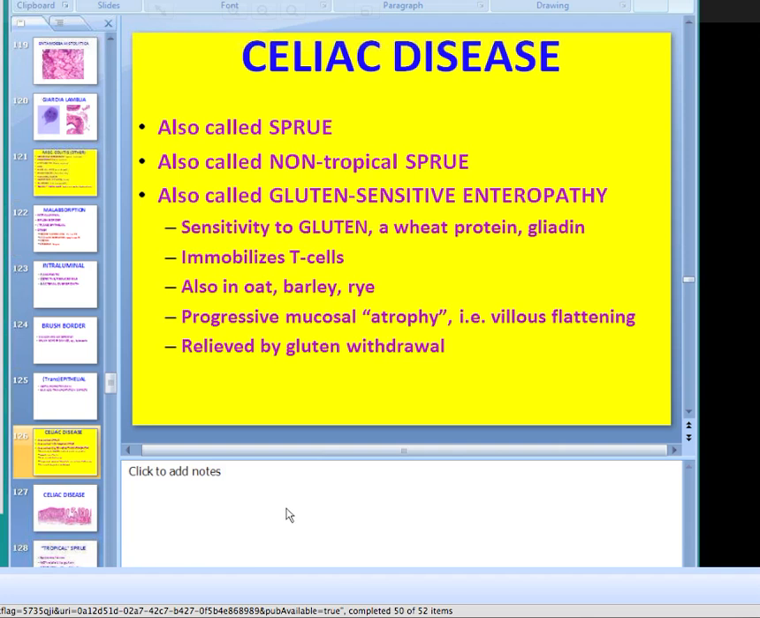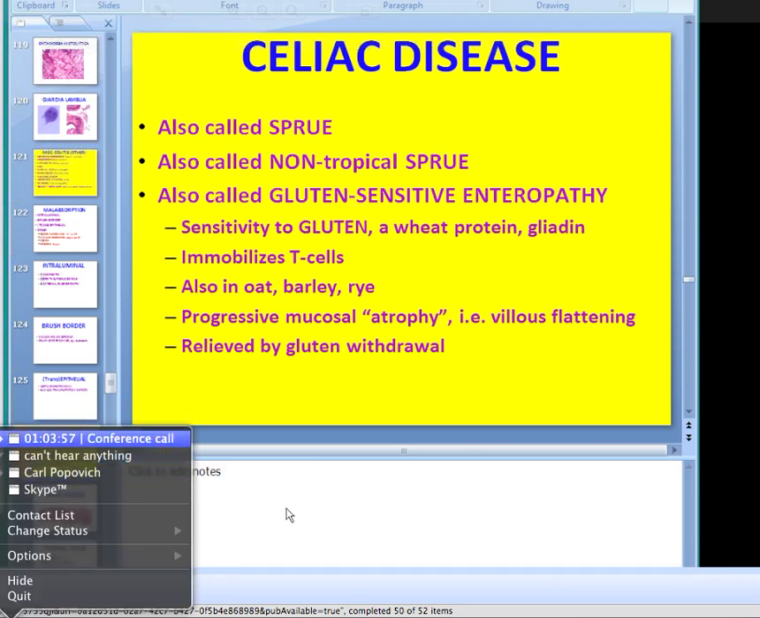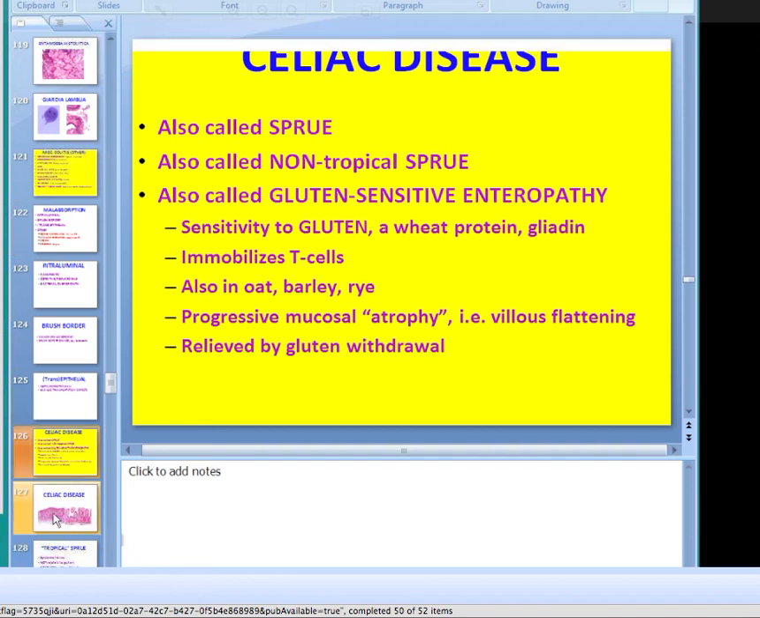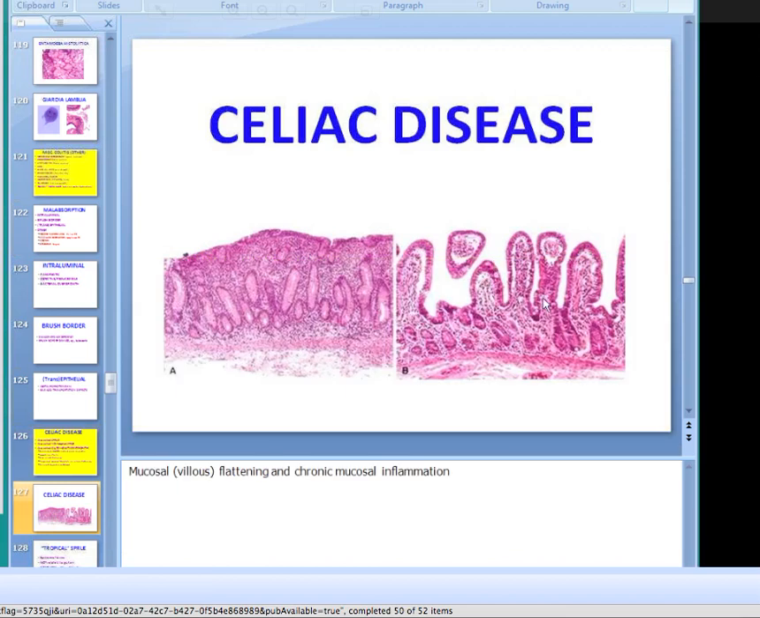And the proof that it's caused by gluten is that when the gluten or wheat products are withdrawn, the actual histopathologic changes go away. And we're going to talk about those histopathologic changes. But gluten in some people sensitizes T cells and produces this sort of autoimmune phenomenon. But there are other proteins, gliadin. There's also proteins in other grains like oat and barley and rye that cause a similar picture. And as long as we said picture, let's look at the picture.